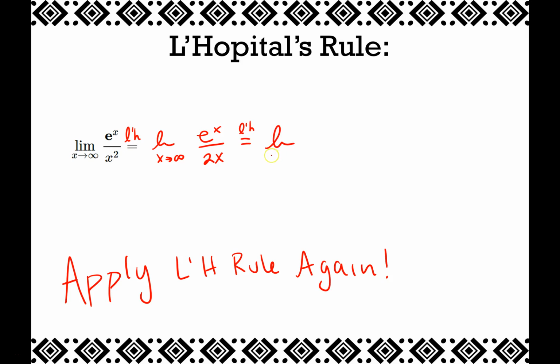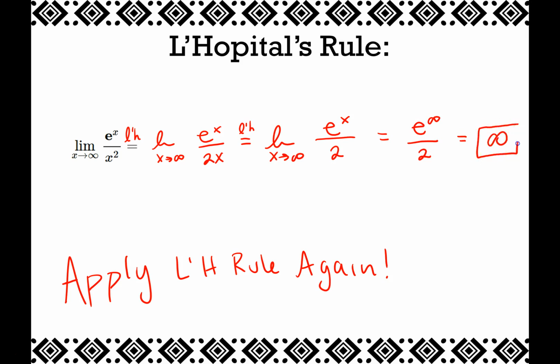This is going to be the limit as x approaches infinity. What is the derivative of e to the x? It's still e to the x. And what's the derivative of the denominator, 2x? Well, that's just 2. Okay, now we're at the point where we don't get infinity over infinity when we plug in. Instead, what we get is e to the infinity over 2. Well, that's going to be infinity divided by 2, which is still infinity.